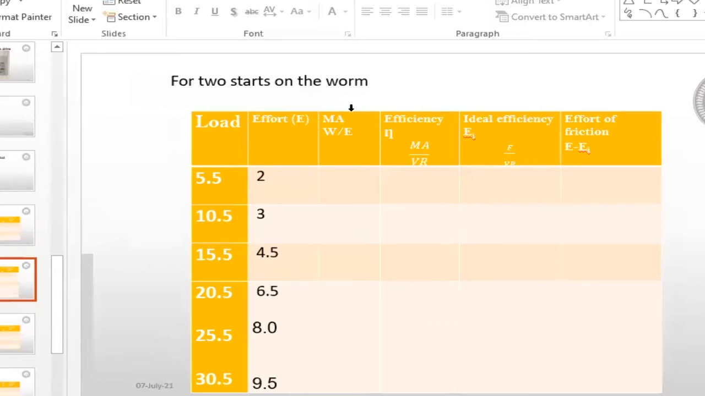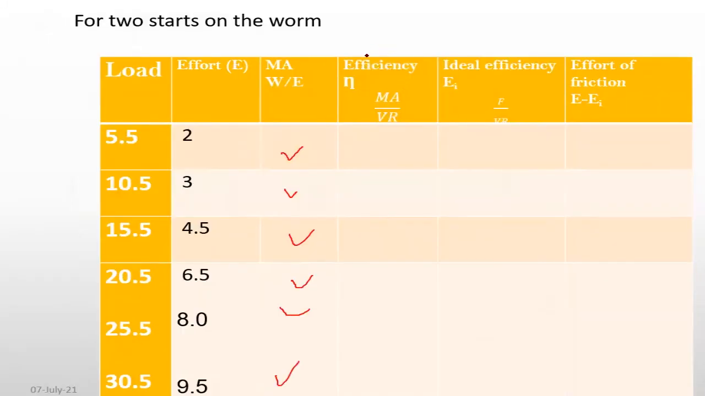So you can calculate mechanical advantage using this equation, W over E, load over effort, right? So you can fill out this column. Then efficiency. Efficiency equals what? Mechanical advantage over velocity ratio. Velocity ratio, you already have an equation, no? Ideal effort is given by F over VR, right? So you know all the load here and this into velocity ratio. You know the velocity ratio.